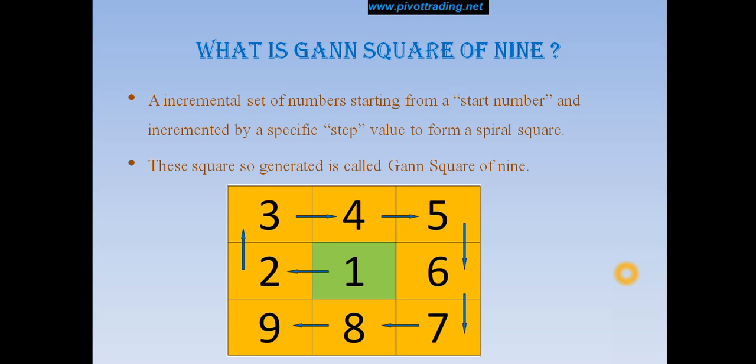Since there are 9 boxes here, this square, or this entire concept, is called the square of 9. And since it was developed by W.D. Gann, we call it the Gann Square of 9. Now this is just one step of Gann, but in practice we need multiple levels of squares to identify our levels. In some time, we will see how we calculate those levels. This was just to make you aware of why we call it a square of 9.